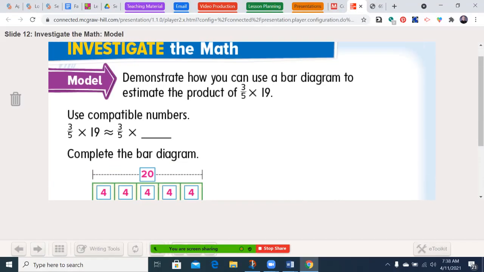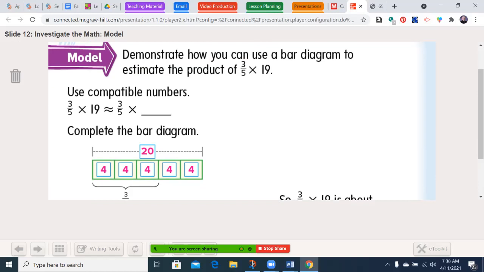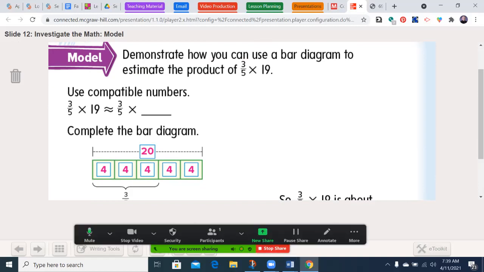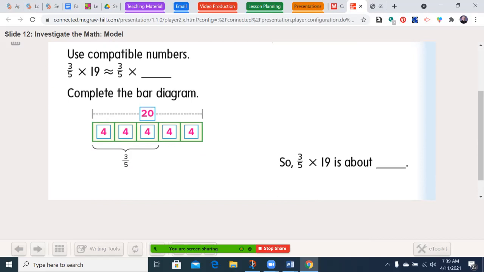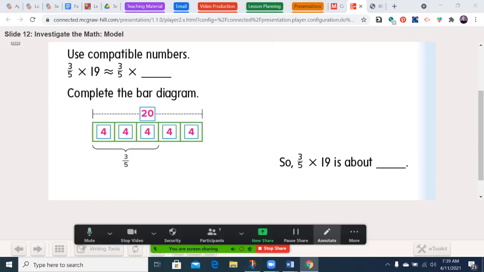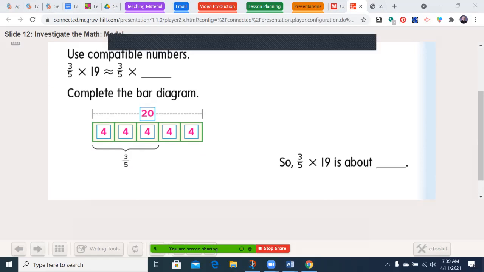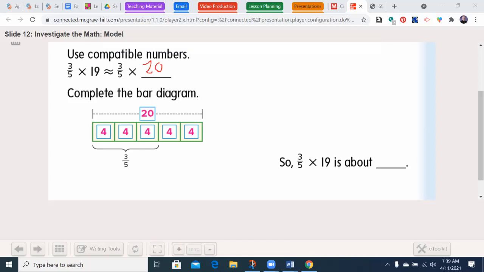So let's look at an example. This is still not in your book. How can I use a bar diagram to estimate the product of 3/5 times 19? Well, I can use compatible numbers. I'm going to keep that 3/5, but what does 19 round to? And before you say, Mr. Ireland, it says 20, and you're right, it does. But what you want to check is, does 5 go in the number that you're changing 19 into? So it should be 5, 10, 15, 20, 25, and 20 is close. So we're going to go with 20, as you can see they did here.